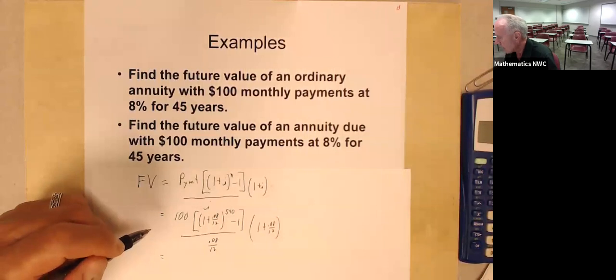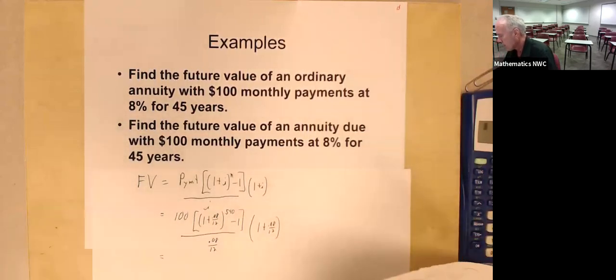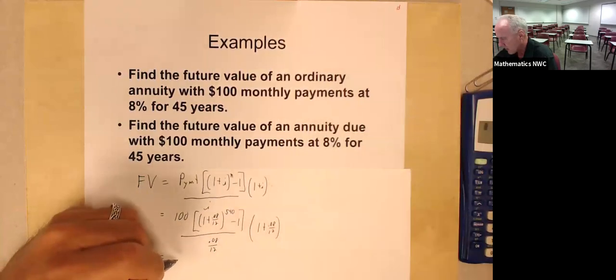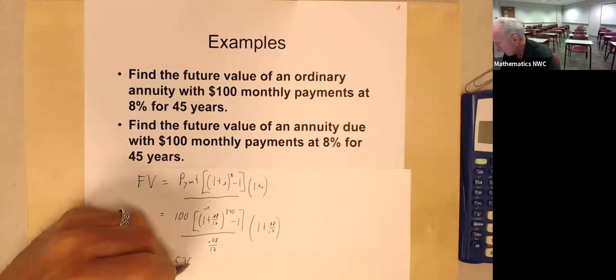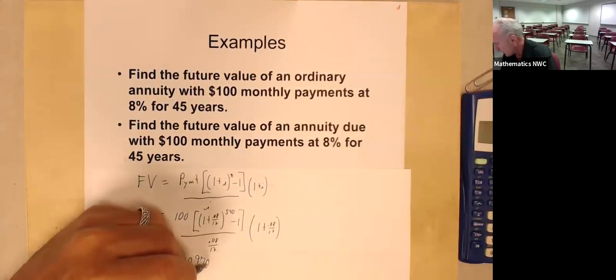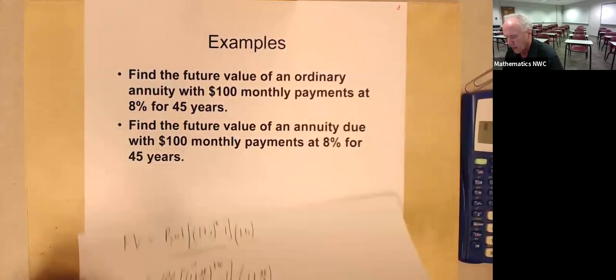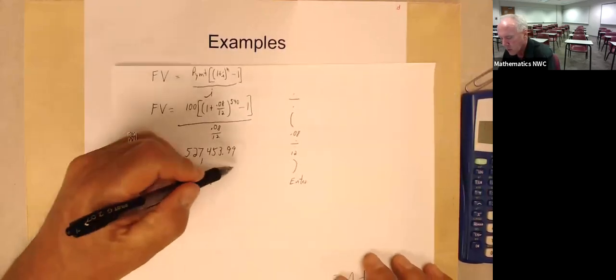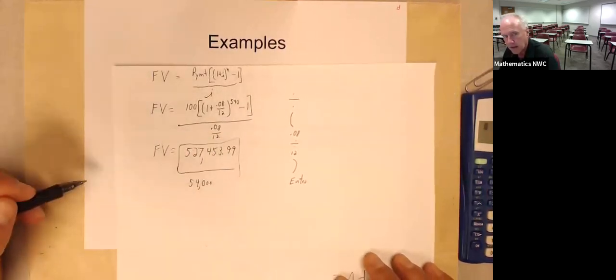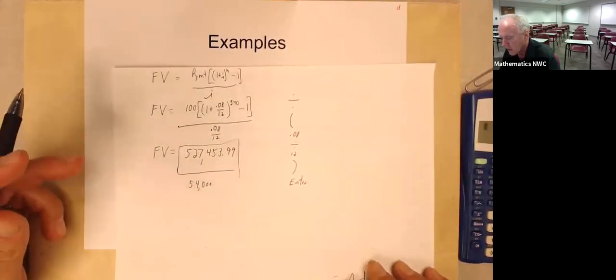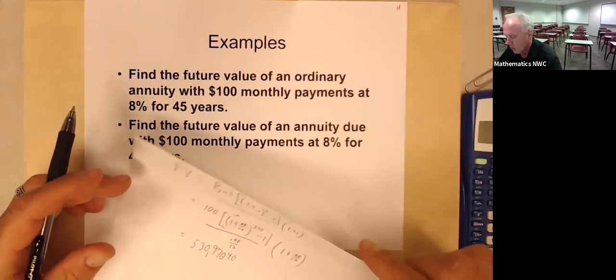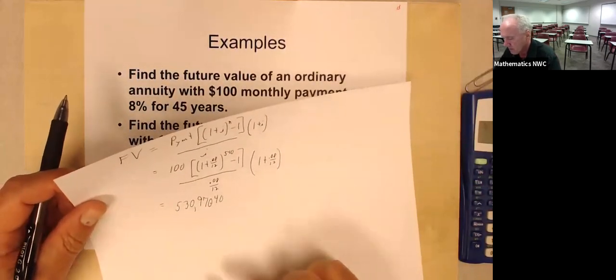And when you do that, I have that amount calculated here. Turns out to be $530,970.40. That's not much different. $530,000. Previous one was $527,000. And about an extra $3,000 because every payment got one more month's interest.